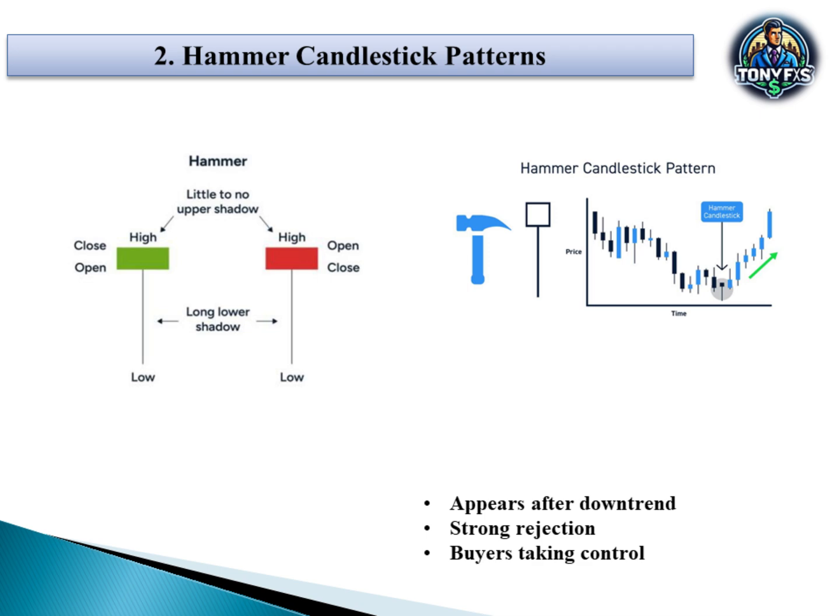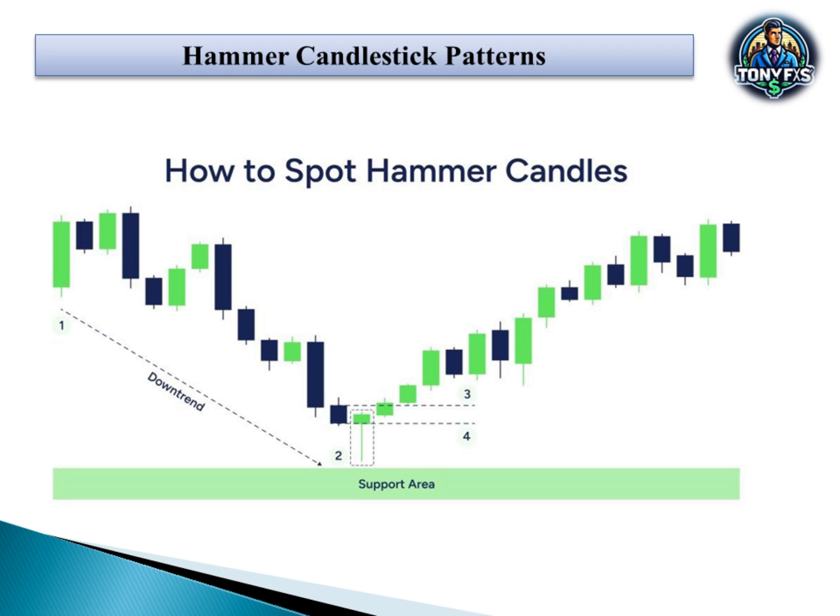You have to remember the way a hammer looks: a small body and a long lower wick. This tells us that sellers pushed the price down strongly, but buyers came back with power and rejected lower prices. This is a sign that buyers may start taking control. The best hammer setups happen at strong support zones. You need to understand that.